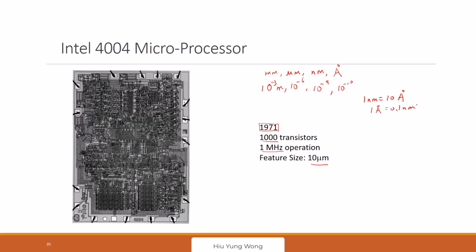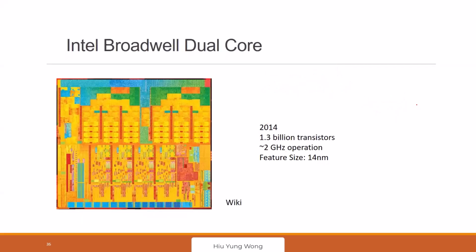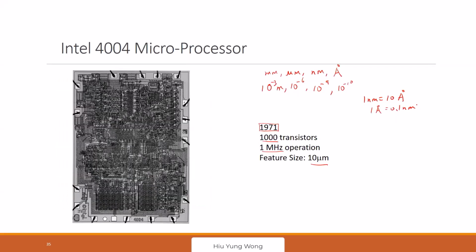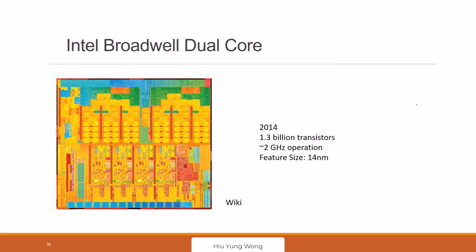Now, what happened about 40 years, 50 years later? Still 2014, still pretty old, right? It becomes this Broadwell dual core from Intel, 1.3 billion transistors. Remember what we had before? 1,000. 1,000 becomes 1 billion. So it is 1 million times more.